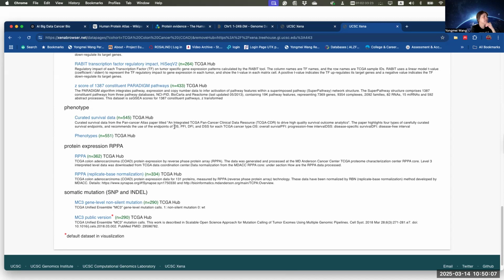For a lot of analyses, we use the so-called overall survival or progression-free interval, PFI, or DFI, DSS. These indicators, I can't even recall them all, show how long that patient has lived. So this is important data that you need to use for data analysis purposes.